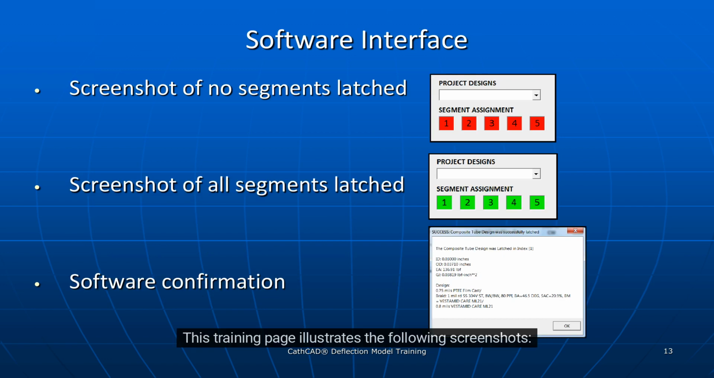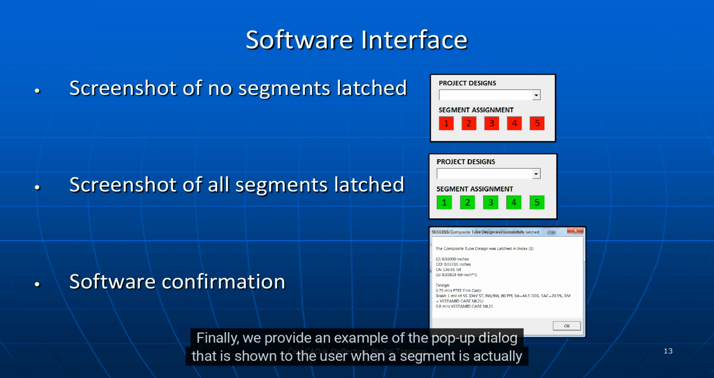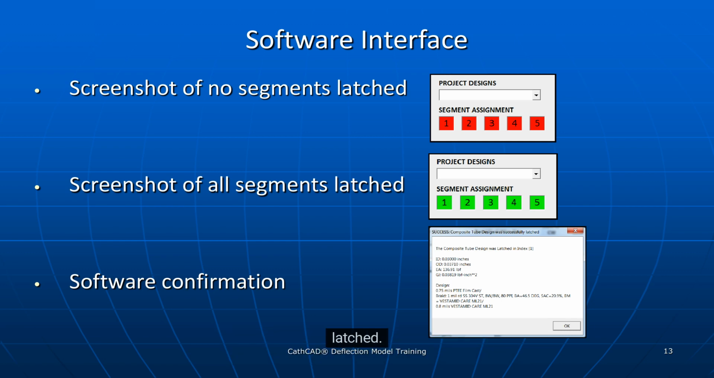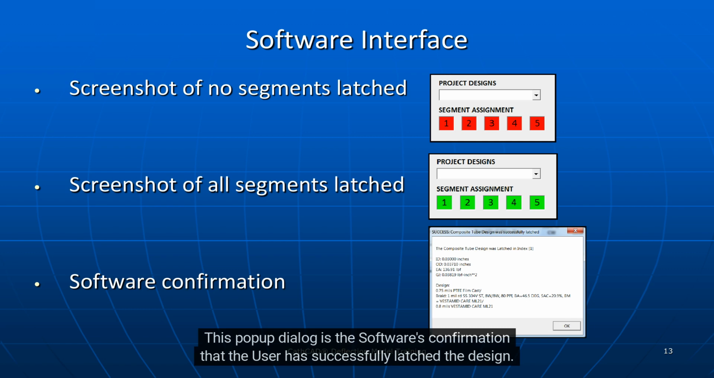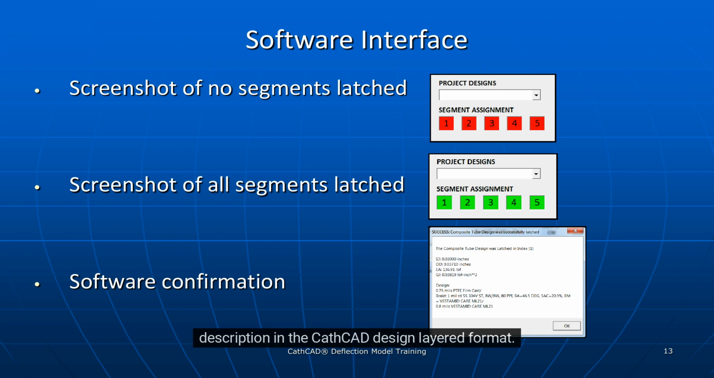This training page illustrates the following screenshots. First, we provide a screenshot of the instance where no segments are latched. All segment assignments are shown as red in color. Next, we provide a screenshot of the instance where all the segments are latched. All segment assignments are shown as green in color. Finally, we provide an example of the pop-up dialog that is shown to the user when a segment is actually latched. This pop-up dialog is the software's confirmation that the user has successfully latched the design. The pop-up window provides the computed value of the parameters that were latched as well as the design description in the CathCAD design layered format.